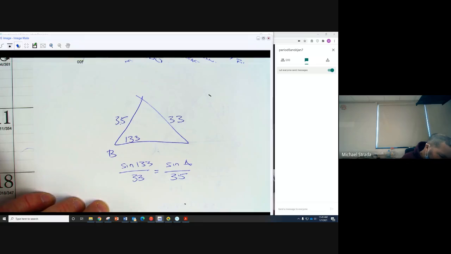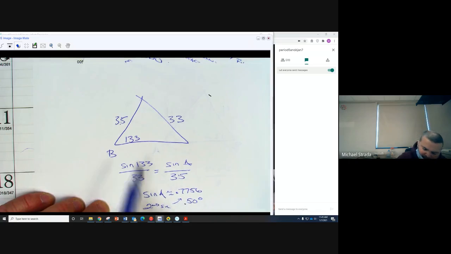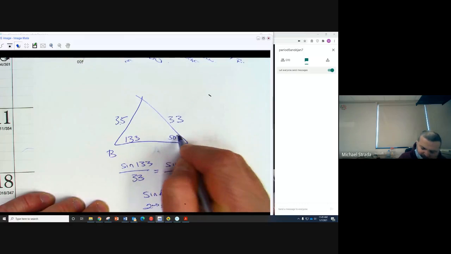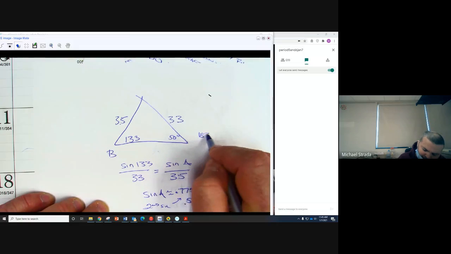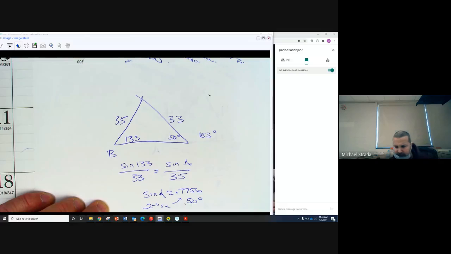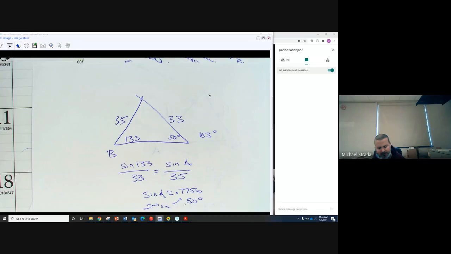So 35 sine 133, all right, divided by 33 gives me sine A of approximately 0.7756. So now I do second sine and then 0.7756. That comes out to be 50 degrees. If I plug 50 degrees back in, 50 plus 133 is 183, which is too big. So that's how you can confirm it arithmetically.